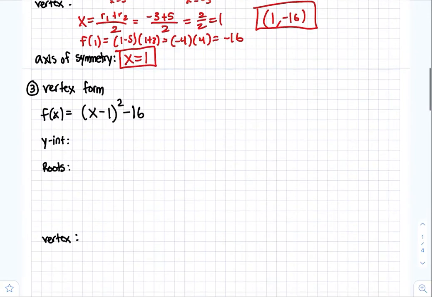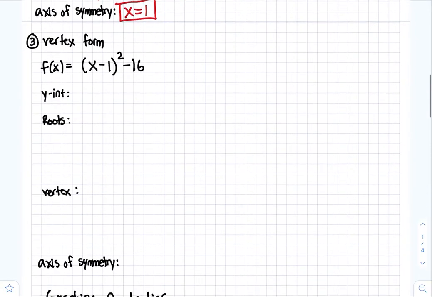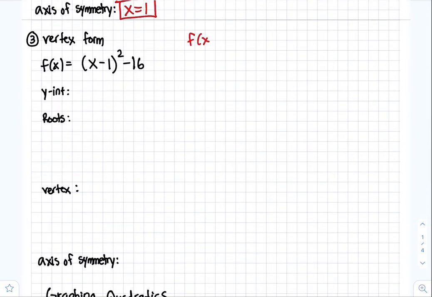Alright, lastly we have vertex form. So this is what vertex form looks like. And your vertex is h comma k. So remember, when you find the vertex, the x-coordinate is the opposite of the number in the parentheses, but it's the same y-coordinate as that one. So we have our vertex form right here.